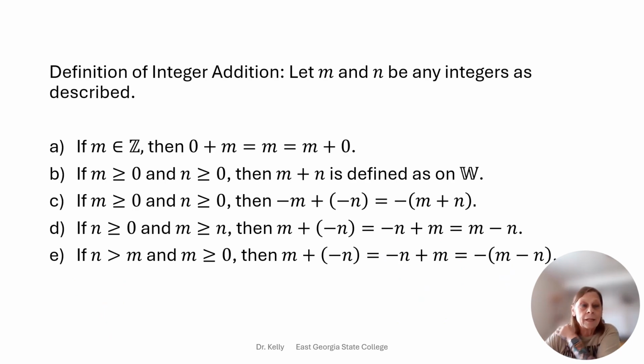Okay, let's get down to some nitty-gritty here. The definition of integer addition. We're going to let m and n be integers as described. It's a 5-parter here. If m is an element of the integers, then 0 plus m equals m, which also equals m plus 0. This is the additive identity. 0 here is the additive identity.